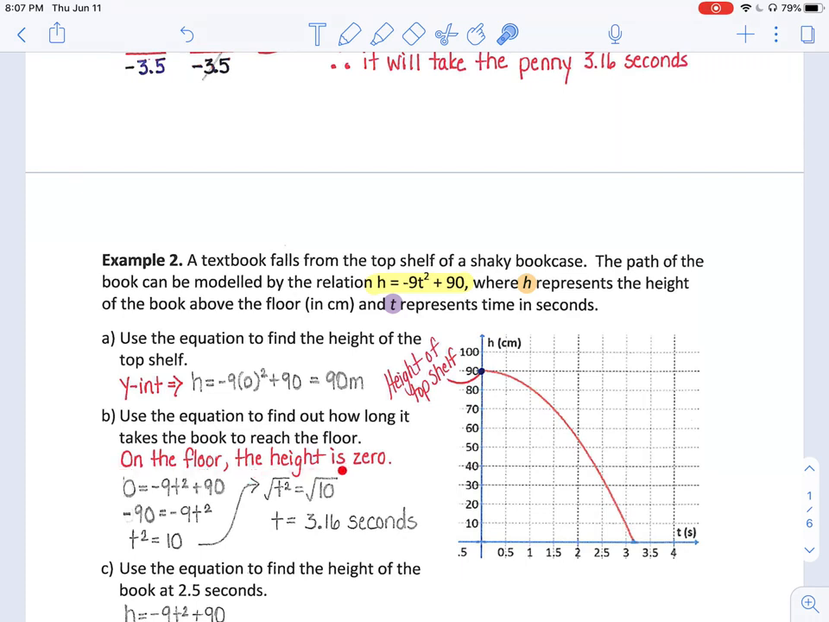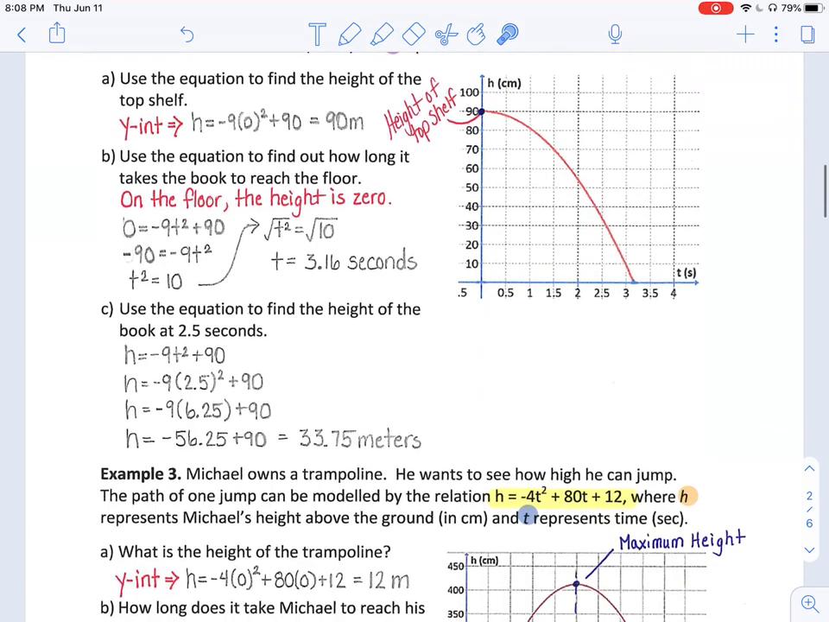So on the floor, the height value is 0. So we know that h is 0, and then we can solve for the exact time, which is represented by the variable t. So when our height is 0, our time is exactly 3.16 seconds. Actually, the exact same as the above example.